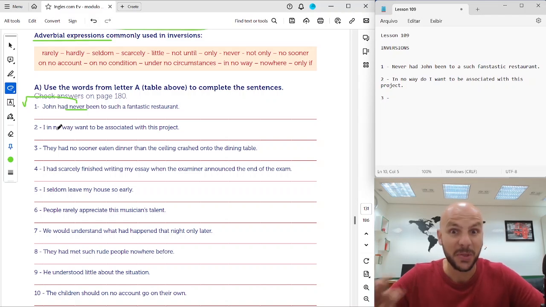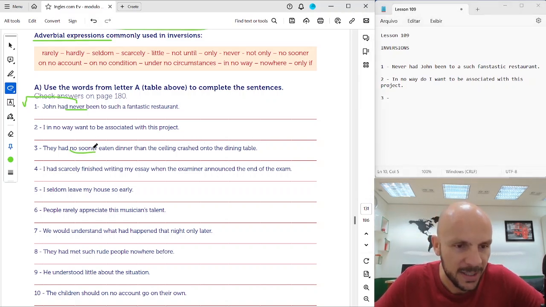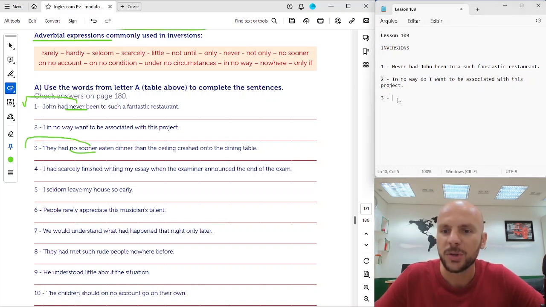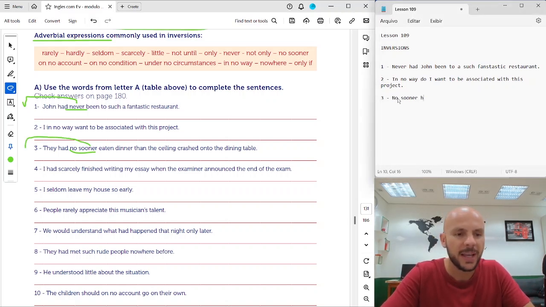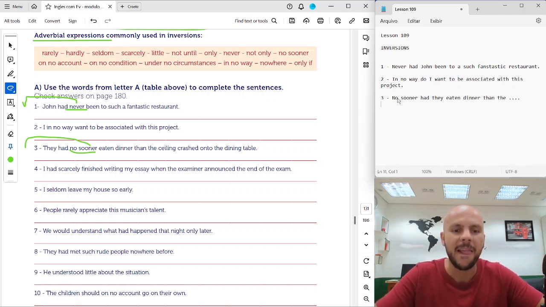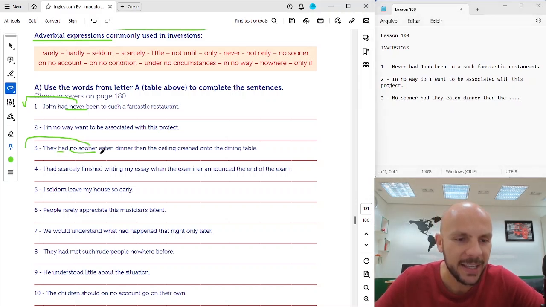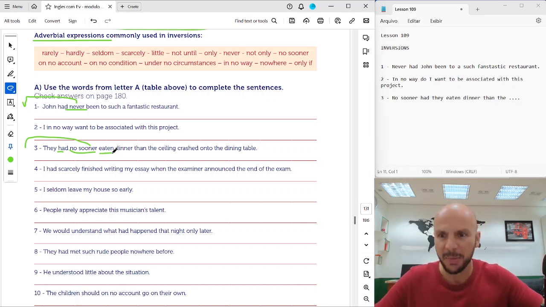Okay? 3. They had no sooner eaten dinner than the ceiling crashed onto the dining table. No sooner is the adverbial, it goes at the beginning. So, no sooner had they eaten dinner than the ceiling crashed onto the dining table. Okay? In this case, we don't need to add the auxiliary because it's here. Had eaten, the past perfect. Do you remember the past perfect?